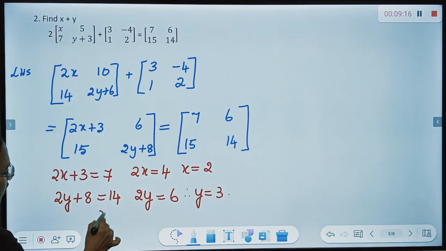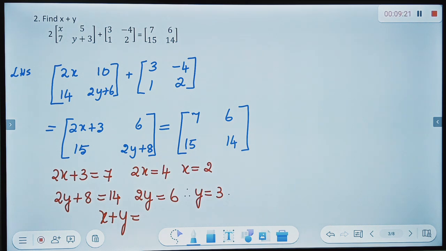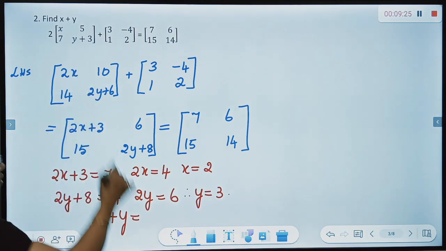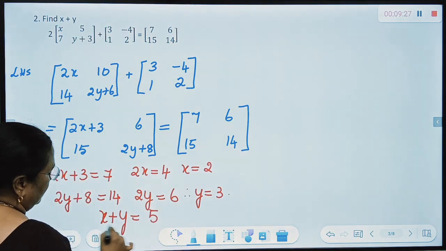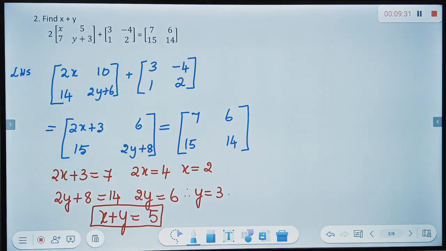So x plus y, always be cautious about what is the question that is asked. It is not just x and y. They have asked you to find x plus y, which is equal to 5. So is it clear? Are you all able to follow?